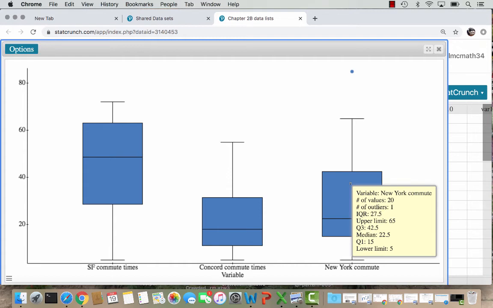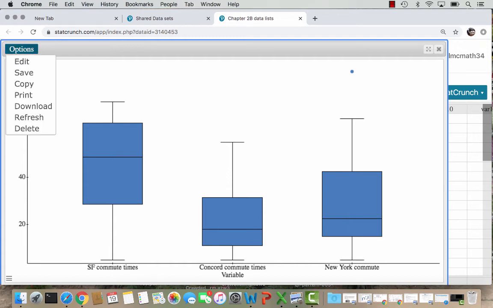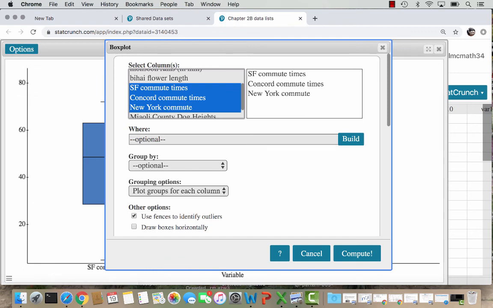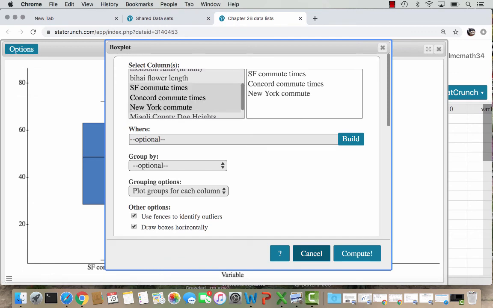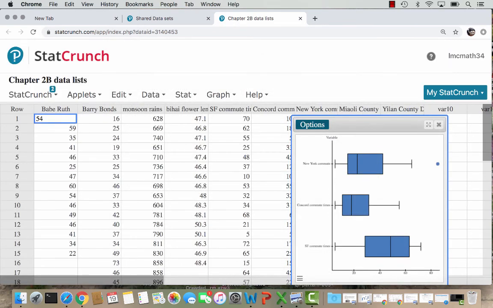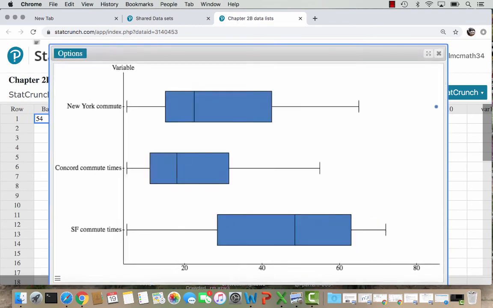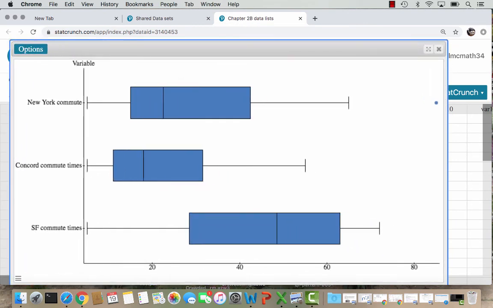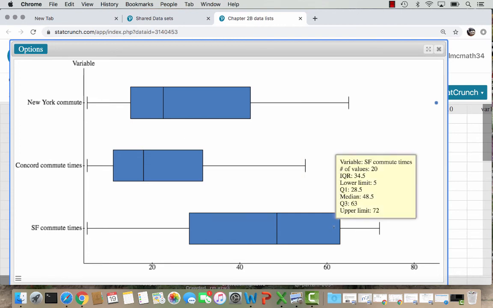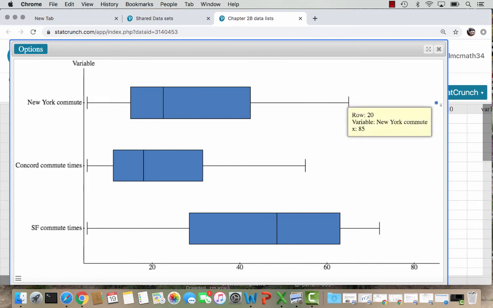The other option to compare box plots is to draw them horizontally. So you can go to Options, Edit, and check the box to draw the boxes horizontally. Now we have the same box plots, but they are rotated so that the times are along the x-axis now. And again, we can do the same comparison and see San Francisco down here at the bottom has a higher median. We can see the outlier for New York up here, still at 85 minutes.